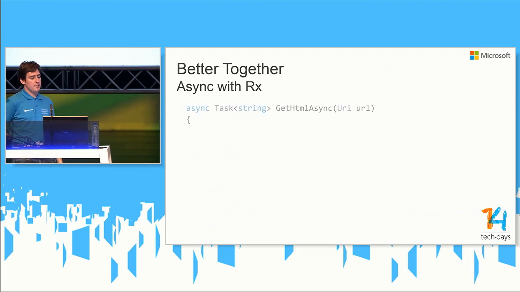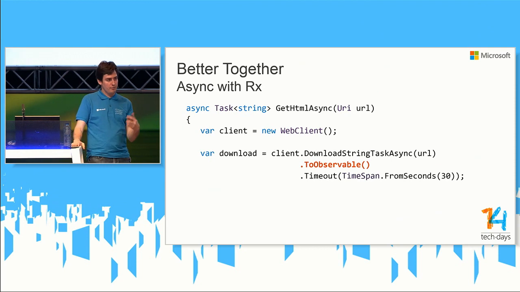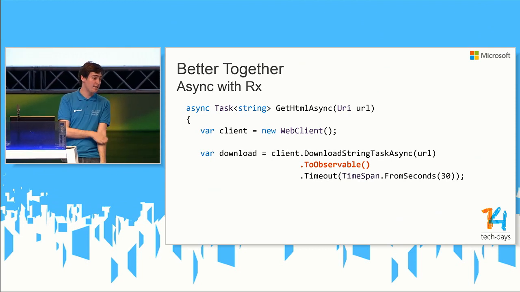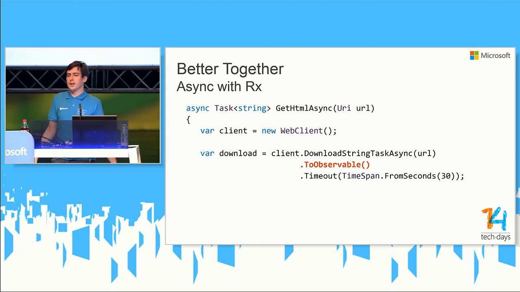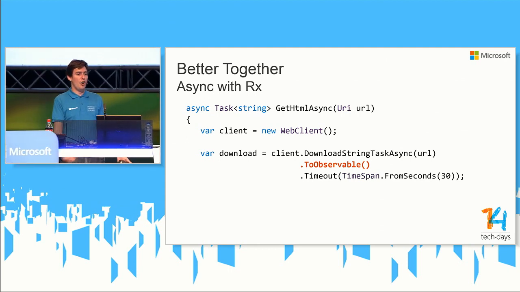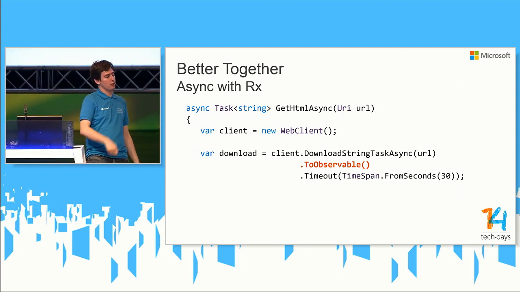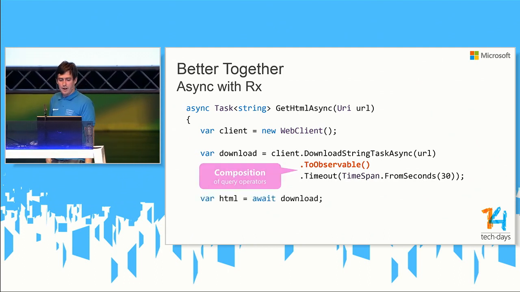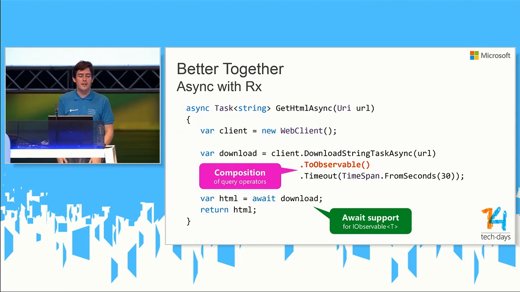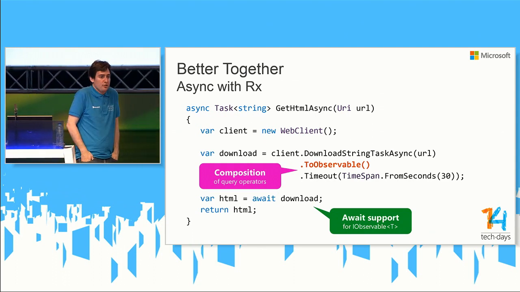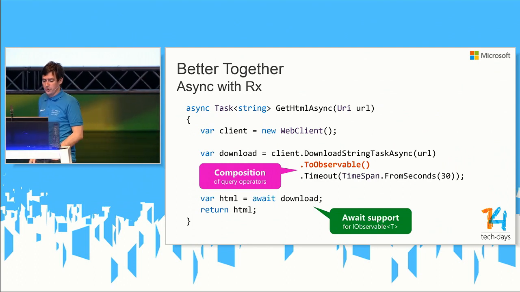So here's an example of how we can do that. We have the web client. And as opposed to just trying to await the DownloadStringTaskAsync, I'm converting it to an observable. And then on observable, guess what? We have an operator called Timeout. And Timeout will call OnError with a timeout exception to its receiver in case a timeout elapses before a message is received. Now, how do you then await that? The answer is, well, await is extensible. As we've seen in the previous session, you can build awaiters for anything. We built an awaiter for observable. So you can await an observable sequence as well.